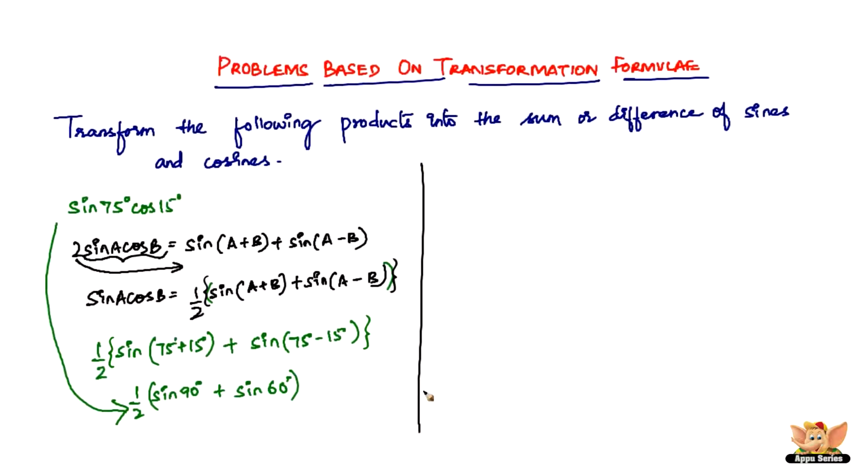Alright, so that ends that problem. Let's quickly solve another problem. So the next problem is cos 75 degrees times cos 15 degrees. So what are we going to do here? The 2 is missing again.